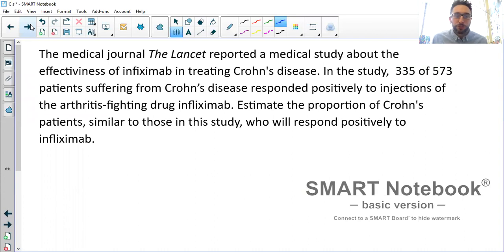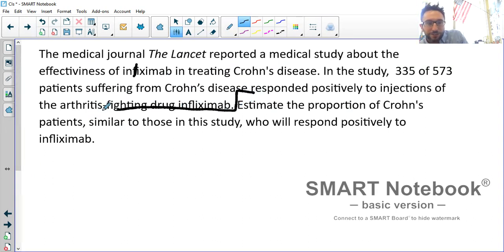One more real quick. So back to our slides. Another context. We've got the medical journal, The Lancet, which I believe is from the United Kingdom or Britain. I don't know which specifically. But they have a medical study about the arthritis-fighting drug infliximab and how it treats Crohn's disease. In the study, 335 of 573 patients who are suffering from Crohn's responded positively to injections of infliximab.